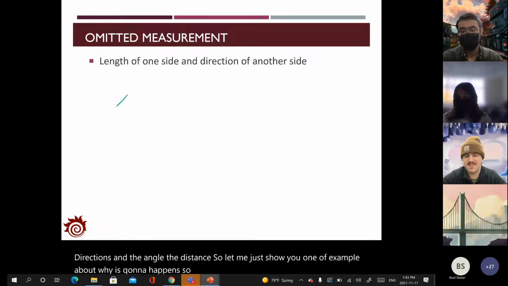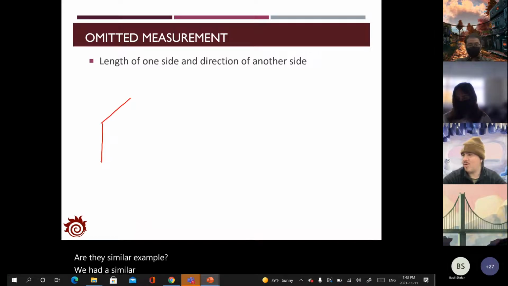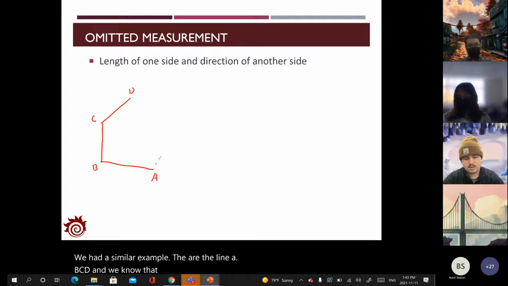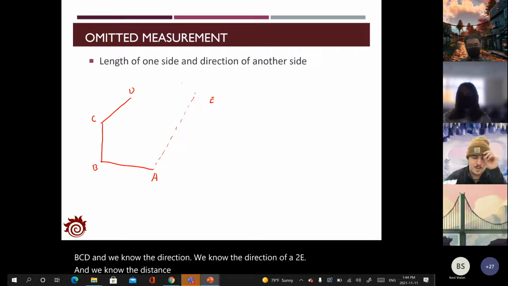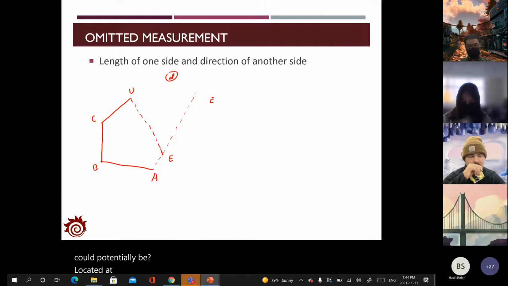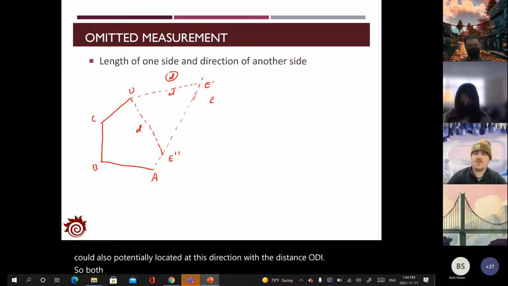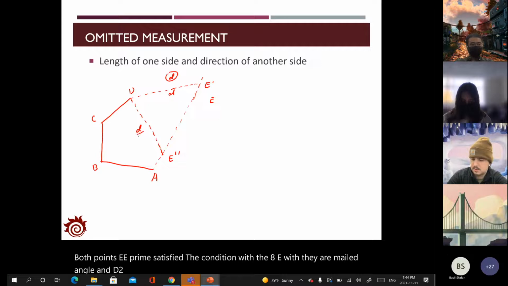So say that we have a similar example. We know the line A, B, C, D, and we know the direction of A to E, and we know the distance of D to E. Say that distance is D, and E could potentially be located at this one with the distance of D. It could also potentially be located in this direction with the distance of D. So both points E and E prime satisfy the condition with the measured angle of A to E and the given distance of D to E.